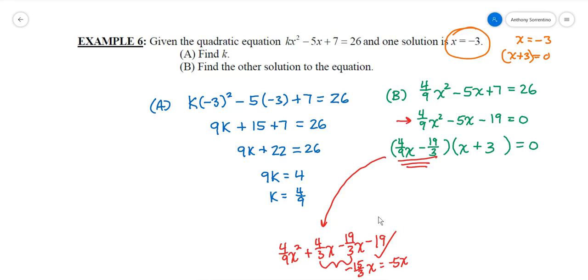And since the x equals negative 3 came from this one, the other solution is going to come from this one set equal to 0. So 4/9 x minus 19/3 had to be set equal to 0. Adding 19/3 to both sides. Scooch this down a little bit.